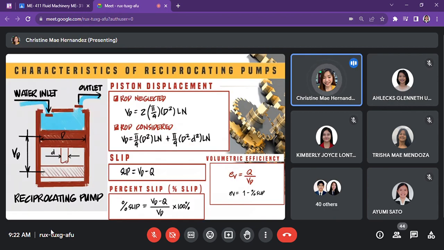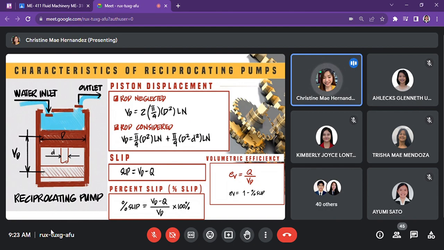So, characteristic of reciprocating pumps. So, meron tayong piston displacement is equal to, if rod is neglected, 2 times pi over 4 times d squared over L times N. So, ang L dito is yung length and yung N is yung ating speed. So pag rod is considered, VD is equal to pi over 4 D squared L N plus pi over 4 D squared, so outside diameter minus inside diameter times L times N.